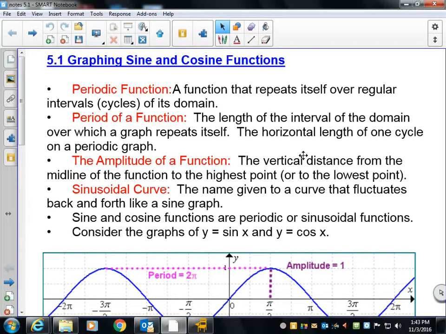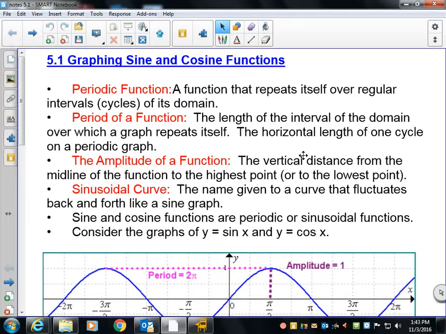Cos starts at 1, goes to 0, goes to -1, 0, 1, 0, -1, 0, 1. So sine and cos are the exact same periodic motion, except for they start at different things. Cos starts at 1. Sine starts at 0. Sine goes up and then down. Cos starts at the very top and goes down, down, down. Down, down, up. Sorry. So the period of a function is the length of the interval of the domain.